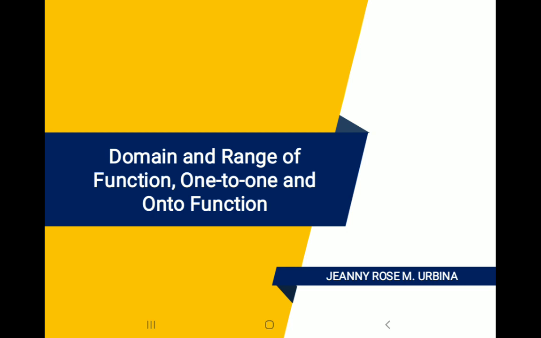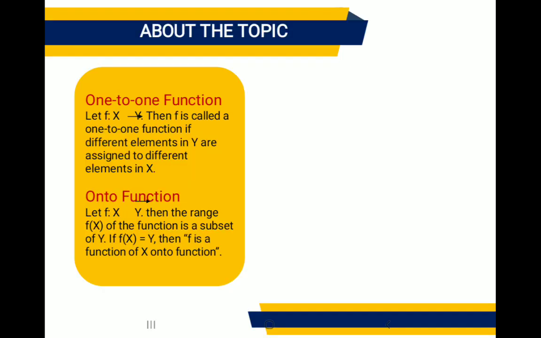Today, we will talk about domain and range of function, one-to-one and onto function. So, about the topic, one-to-one function: let f be the mapping of x to y, then f is called a one-to-one function if different elements in x are assigned to different elements in y. In short, no distinct elements in x have the same image.